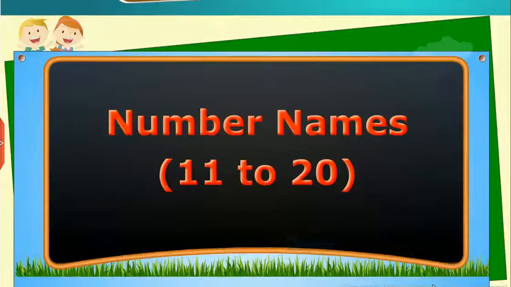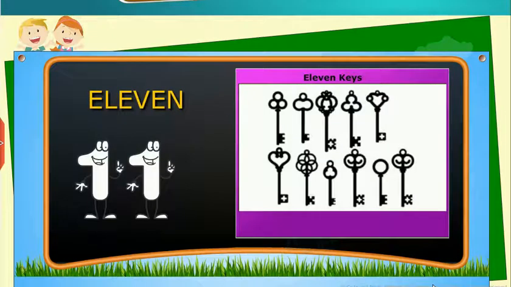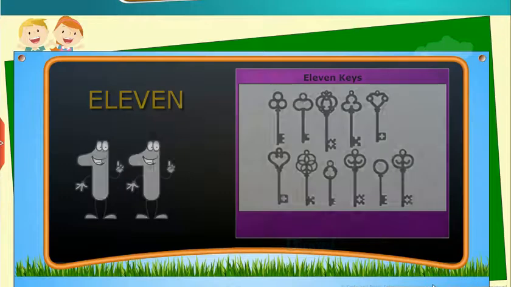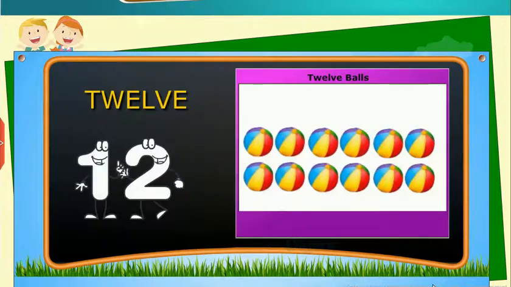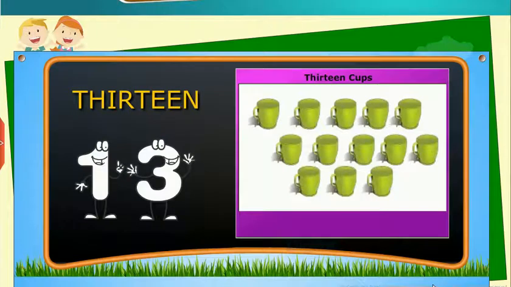Let's have a look at the spellings of numbers from 11 to 20. 11. E-L-E-V-E-N, 11. 11 keys. 12. T-W-E-L-V-E, 12. 12 balls. 13. T-H-I-R-T-E-E-N, 13. 13 cups.